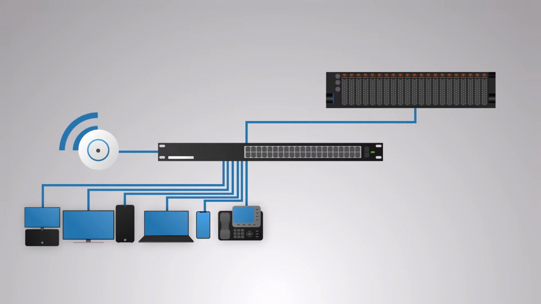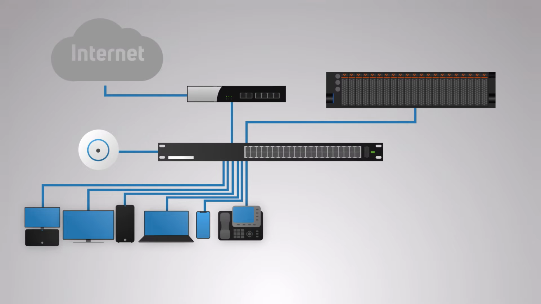Together, these elements form a local area network or LAN. Finally, a router connects LANs together across a city, country or continent via the internet, leading to a wide area network or WAN.